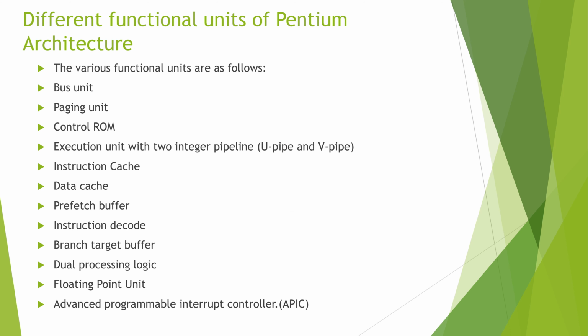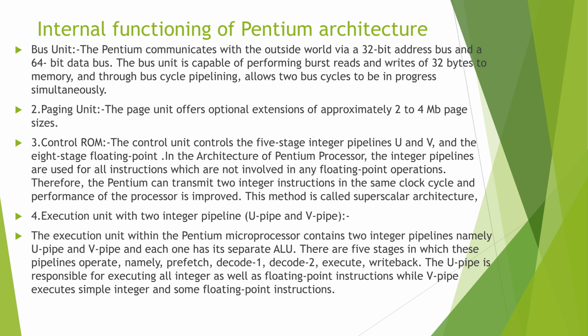Now we will see the role of every functional unit. This is a listing of the functional units of the Pentium architecture: bus unit, paging unit, control ROM, execution unit with two pipelines, U pipeline and V pipeline, instruction cache, data cache, prefetch buffer, instruction decoder, then branch target buffer, dual processing logic, floating point unit, and advanced programmable interrupt controller. Now we will see the functioning of every block in the Pentium architecture.